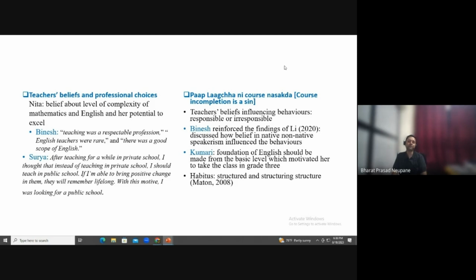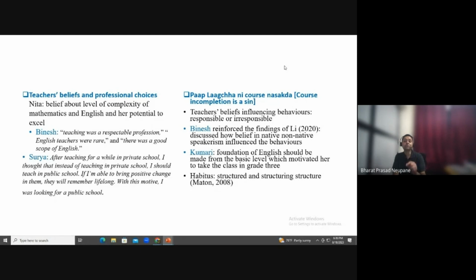Regarding the belief influencing behavior, when I talked to my participants, one of the participants shared, not completing a course is a sin. So, in quote unquote, he said, "Pap laksani course na sagda," right? And because of that kind of belief, his behaviors are influenced by that belief, or teachers' belief influences whether teachers are responsible or irresponsible, right? And then these kinds of stories from Binas and Kumari reinforce the findings of Lee 2020, who discussed how belief in native, non-native speakerism influences the behaviors.